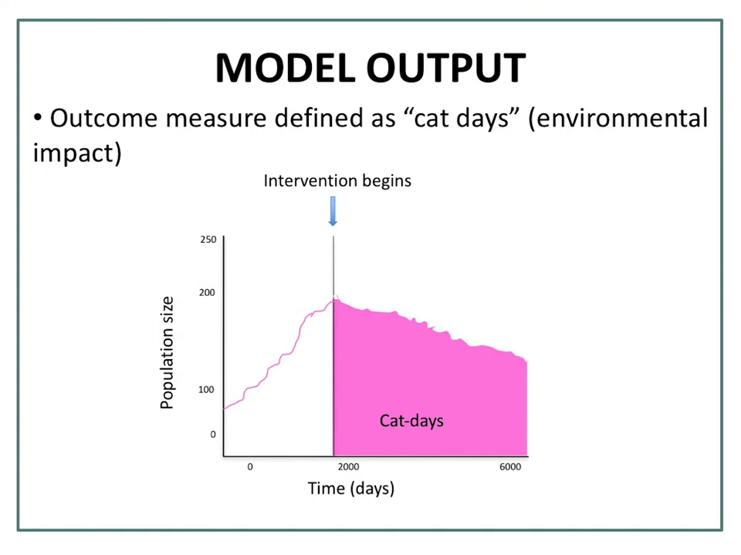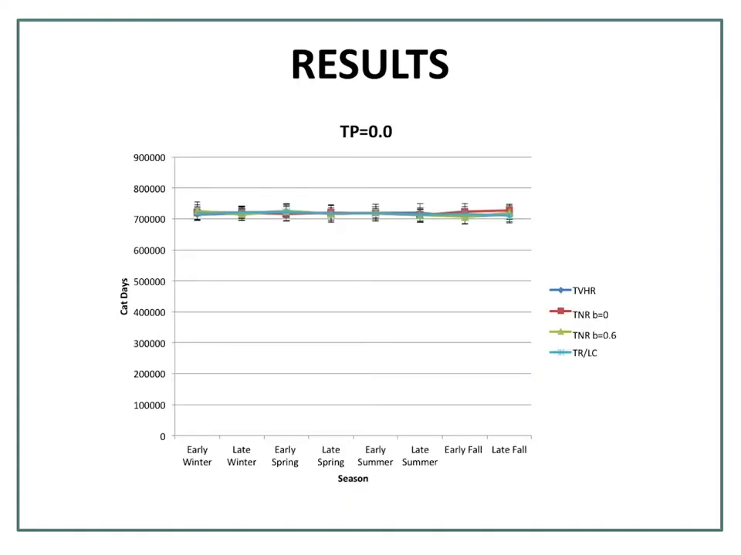And so here's the good part. So results of our study. I just want to orient you to the graphs that I'll be showing you. So on our vertical axis, we've got the cat days. So that represents the environmental impact of the population. And then we've got season on our horizontal axis. So every point represents a particular type or time of the season. So early winter, early spring, late spring, etc., for a particular number of cat days for each method of intervention.